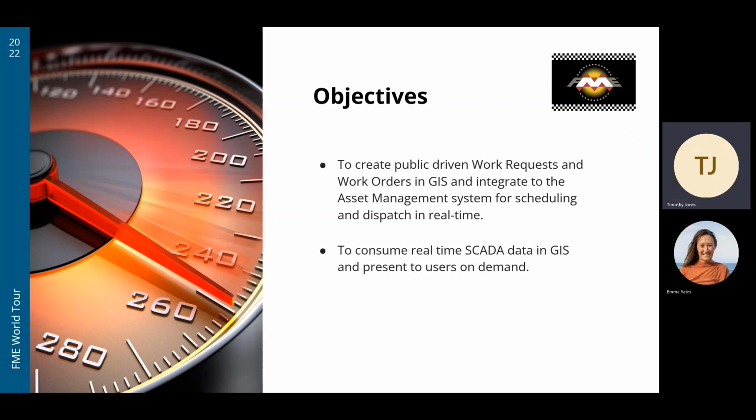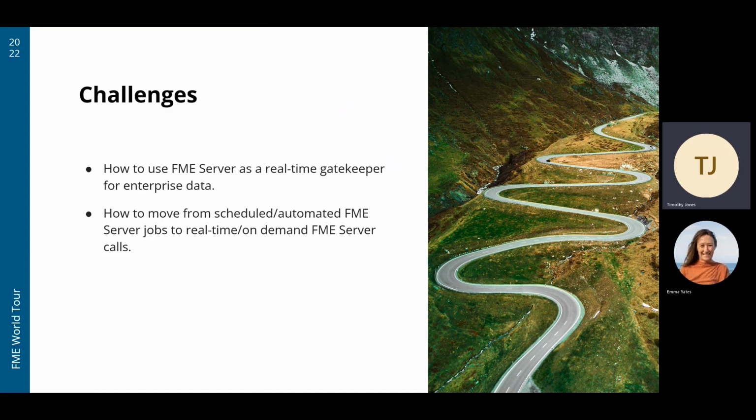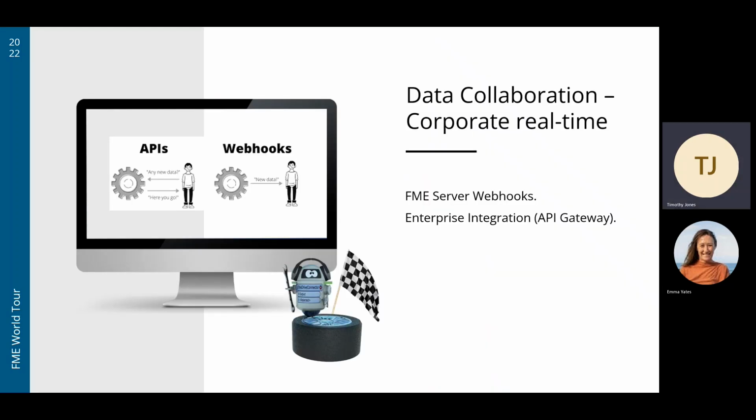We also had another objective, which was to allow users of the WebGIS to get real-time SCADA data into the GIS on demand. The challenge we faced was how do we go from using FME Server, like most people do, as scheduled jobs or automated jobs, to being used as a real-time gatekeeper? And the answer to that is basically using FME Server webhooks in conjunction with our enterprise integration, our API gateway. So the next few slides are going to detail our solution for these two objectives.